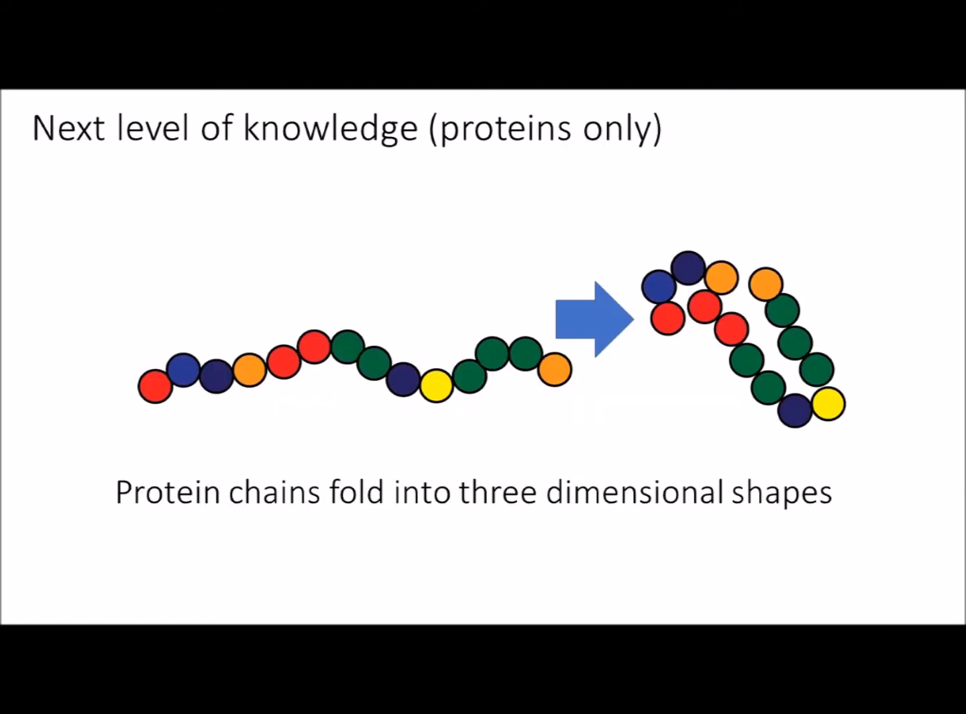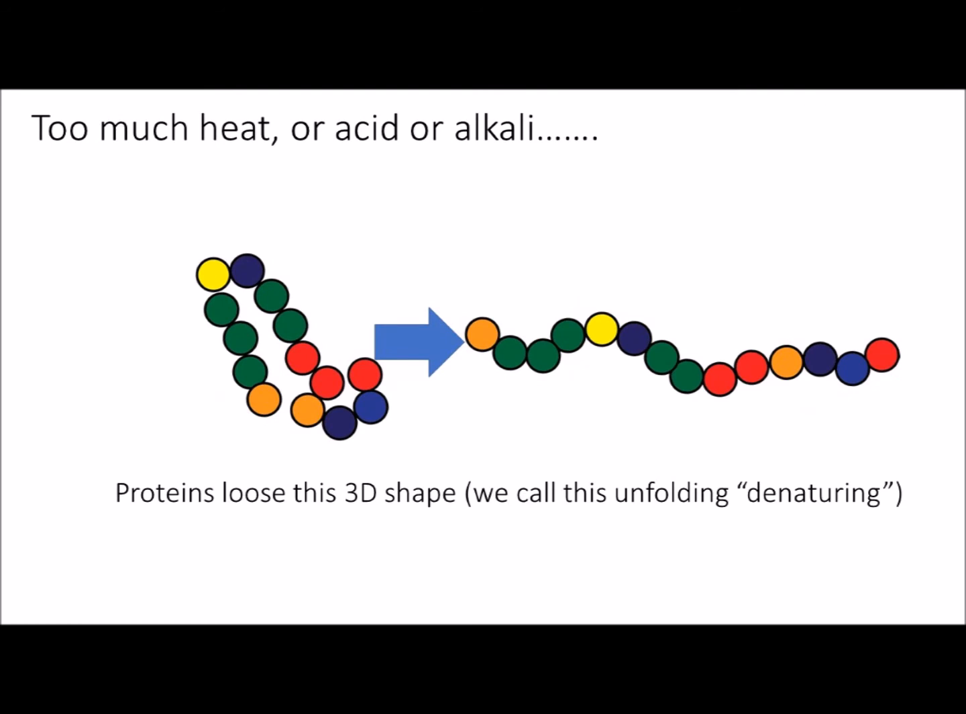Okay, ready for the next bit of information. Proteins, and we only worry about proteins for this, can be folded into 3-dimensional shapes. The bonds that hold that 3-dimensional shape are quite weak, and therefore if we have high temperatures or extremes of conditions like too acid or too alkali for that particular protein, it will unfold, and we call that process denaturing. We say that the protein is denatured.